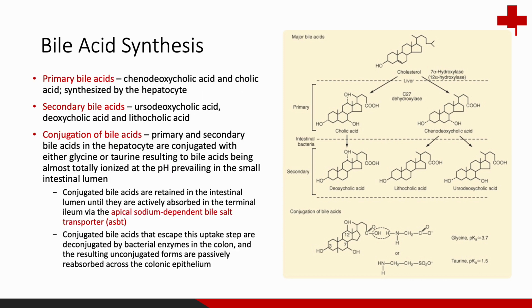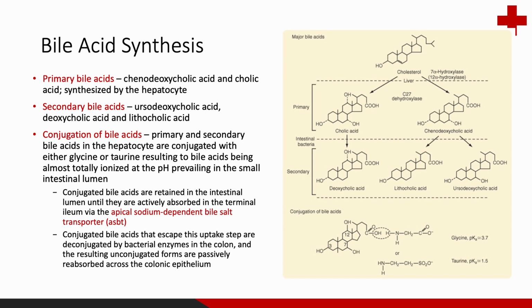Primary bile acids are synthesized by the hepatocyte and include chenodeoxycholic acid and cholic acid. Each can actually be metabolized in the colonic lumen by bacterial enzymes to yield ursodeoxycholic acid and deoxycholic acid. On the other hand, chenodeoxycholic acid is converted by bacterial enzymes to form lithocholic acid, which is relatively cytotoxic. The ursodeoxycholic acid, deoxycholic acid, and lithocholic acids are secondary bile acids.